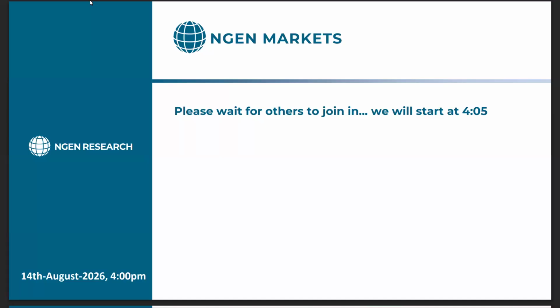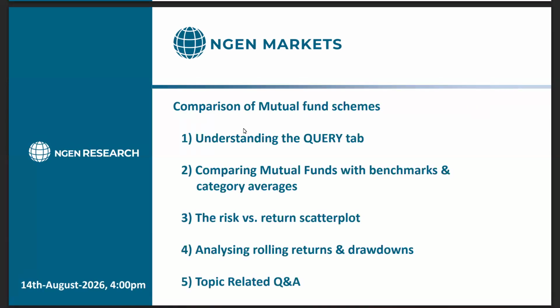Meanwhile, others join. Let us see what we are going to cover in today's webinar. Our topic for the day is comparison of mutual fund schemes. First, we will make a robust use of the query tab to create mutual fund list using some filters and conditions. Second, we will measure the performance of the mutual fund with its appropriate benchmark and category average by looking at CAGR, standard deviation, Sharpe ratio, etc.